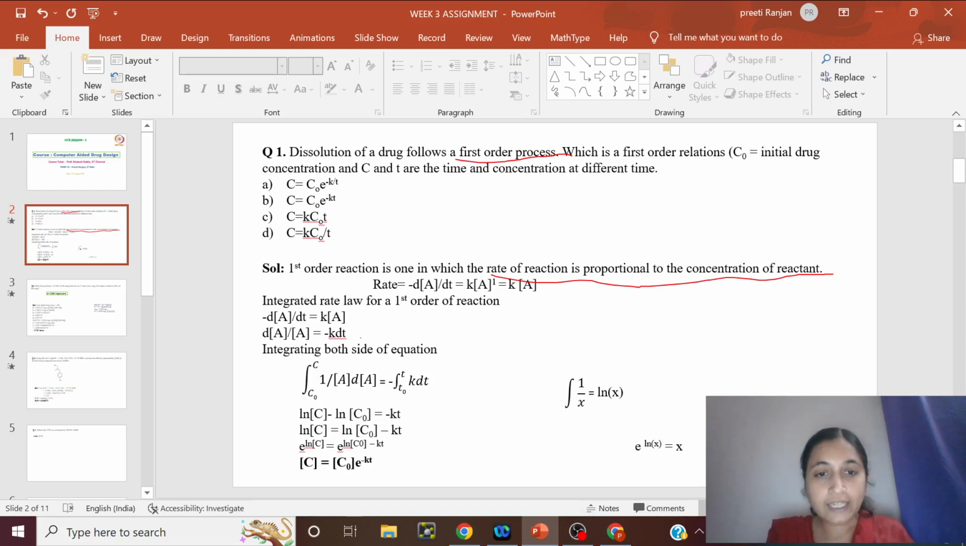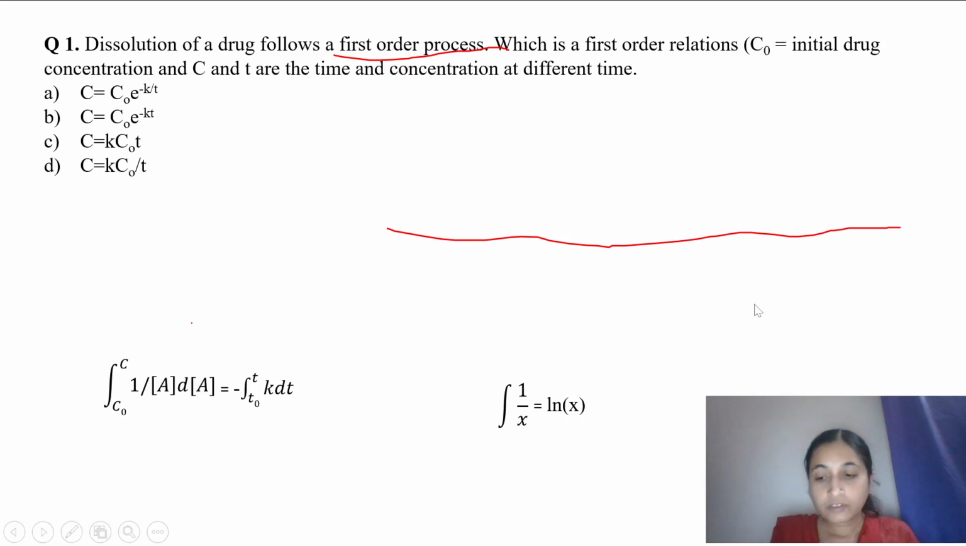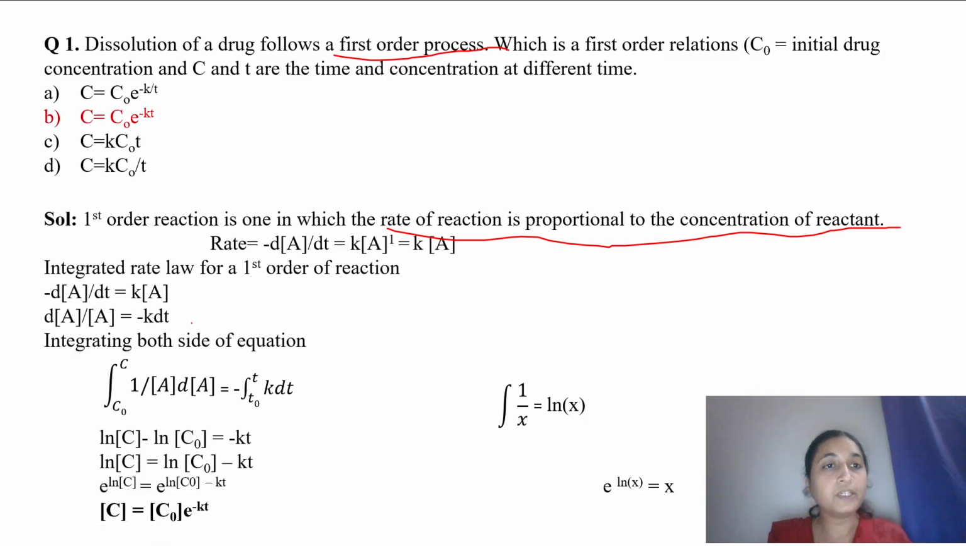And this also you know, e to the ln x equals x. So e to the ln c equals e to the ln c0 minus kt, so c equals c0 e to the power minus kt. So here we can see in the options A, B, C, D, the answer should be C equals C0 e to the power minus Kt. So the answer will be B.